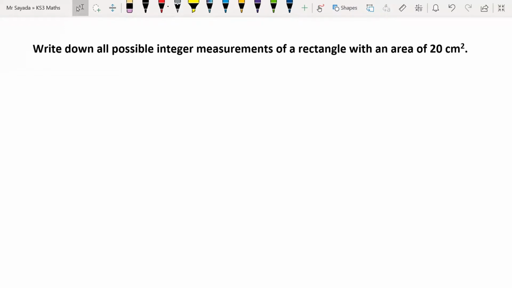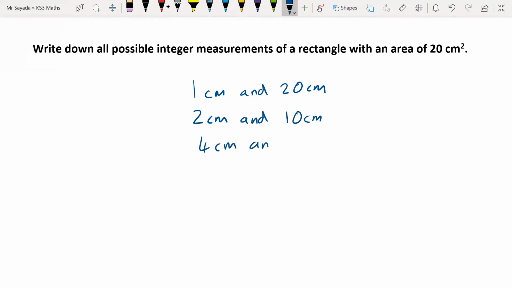You should have now done this example completely by yourself, and you should have found the factors of 20 in pairs. So you should have got 1 centimeter and 20 centimeters. You should have got 2 centimeters and 10 centimeters. And you should have got 4 centimeters and 5 centimeters. Those are the 3 possibilities. So we're now going to take what we've just done and we're going to go even further.